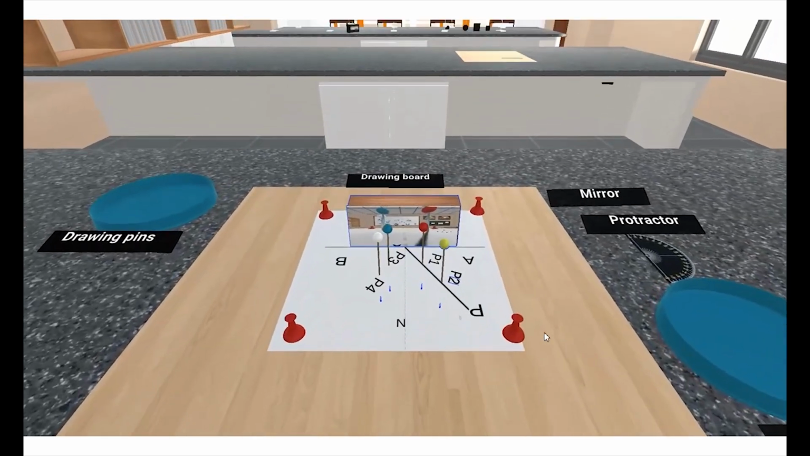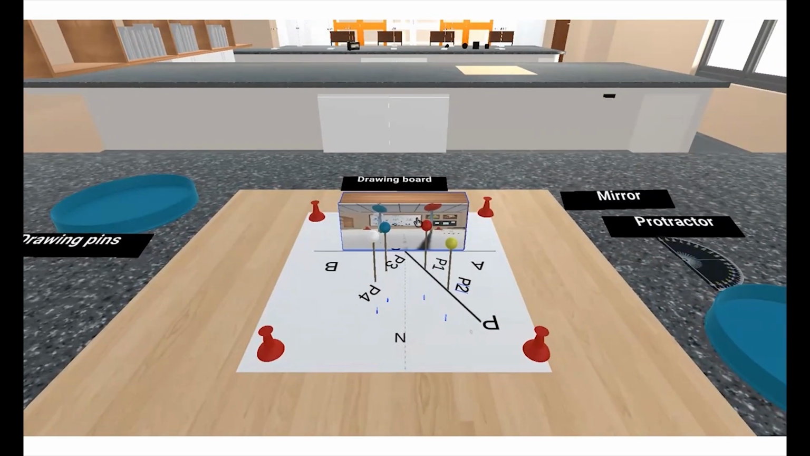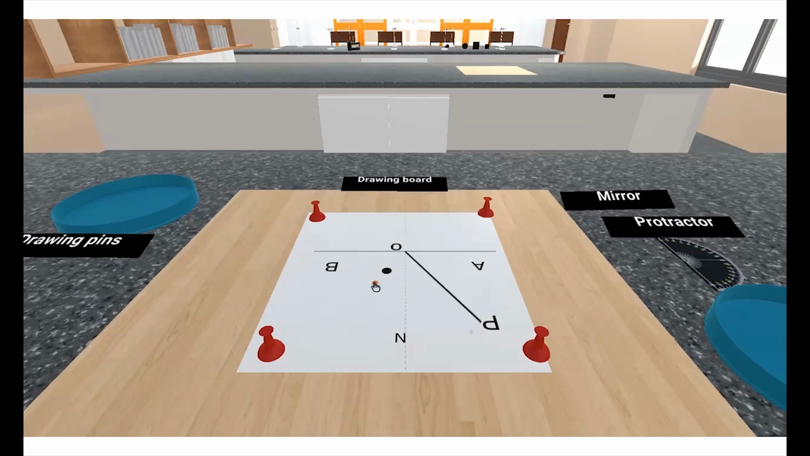Remove all the pins and the mirror. Click on the pins to remove them. Click on the 2 points where the positions of the holes are made by the feet of pins P3 and P4. Let us now draw a thin line joining the points. We will extend the line till it meets line AB. This extended line should meet AB at point O.